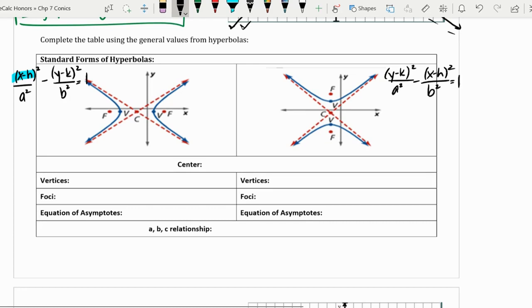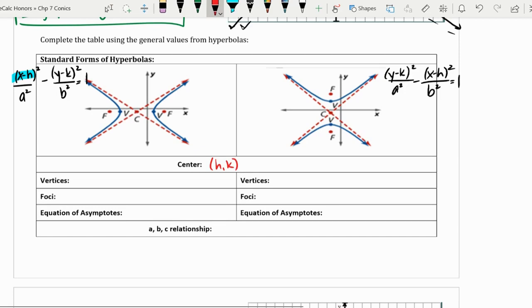And then we're subtracting that x fraction. So these look similar to ellipse equations, just with that negative in the middle, we're subtracting. So the center is going to be (h, k) from our equation. Remember, h is always with the x.